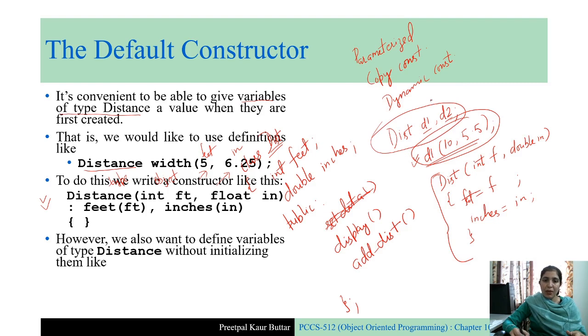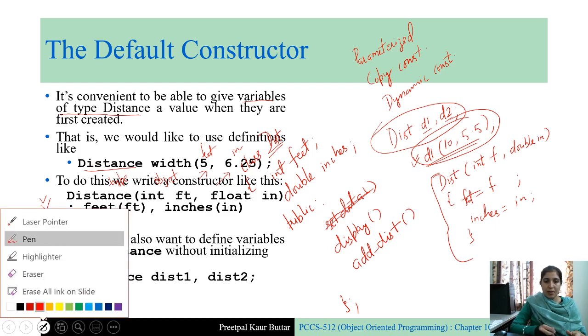So here what are we doing? We are creating the variables, that is the objects of type distance, but we are not initializing them. D1 comma D2, these are uninitialized. Like this. Let me erase this content.